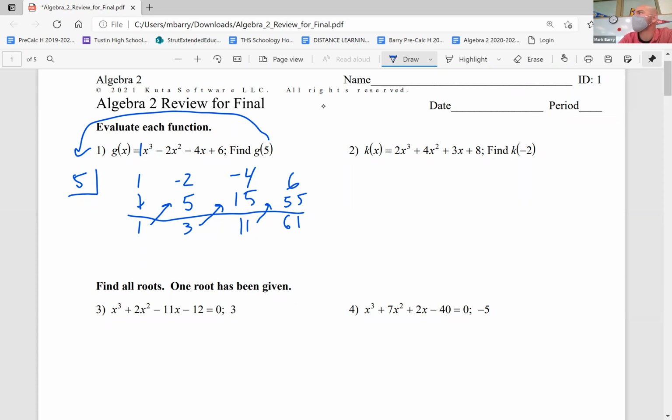And so for this one, when we're asked to plug in a number, like plug in a 5, our answer should be a single number. And that single number is always whatever is the last number here, which is called the remainder. So in this case, our answer is going to be 61. So it's saying if I would have plugged in a 5 for all those x's and typed it into a calculator, the answer would have come out to 61.